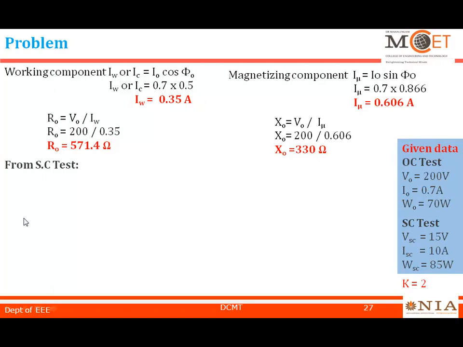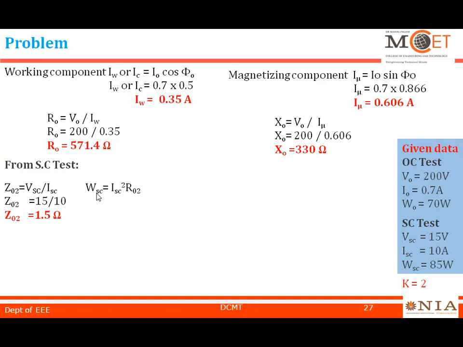From the short circuit test we are going to find the copper losses. Copper loss is nothing but WSC. So you are going to find this Z02 value. Z02 is equal to VSC divided by ISC. VSC is equal to 15 and ISC is 10. So 15 by 10 is 1.5 ohms, which is your secondary impedance.